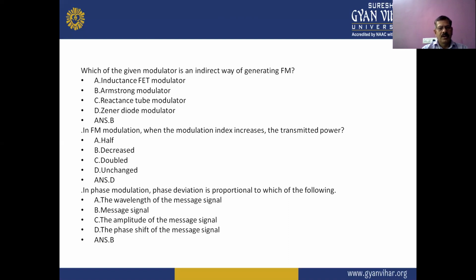Last question. In phase modulation, phase deviation is proportional to which of the following? Option A, the wavelength of the message signal. Option B, message signals. Option C, amplitude of the message signal. Option D, phase shift of the message signal. So the correct answer is option B. In phase modulation, the phase deviation is proportional to the message signal. So the correct answer is option B.